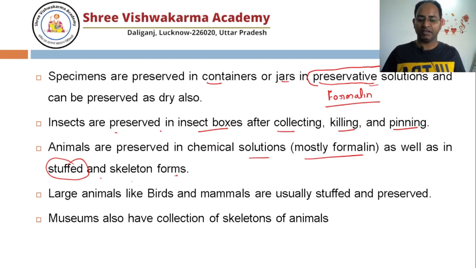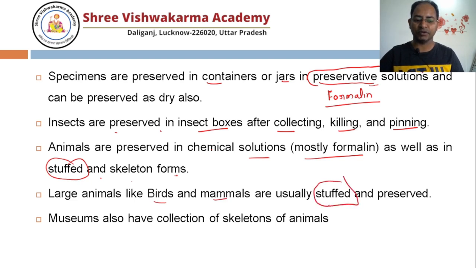What they did, people used to take out all the digestive system and all the organs inside. Surgically, they remove them and keep chemicals inside the body. And the skin is also chemically treated. So you can see the lion looks just like a living one, and you can keep it for hundreds of years. So large animals like birds and mammals are usually stuffed with chemicals and preserved. You can go and watch them. Museums also have collections of animal skeletons.